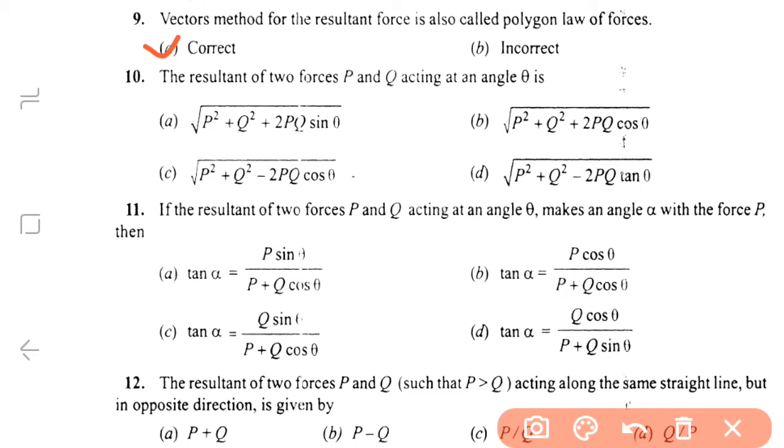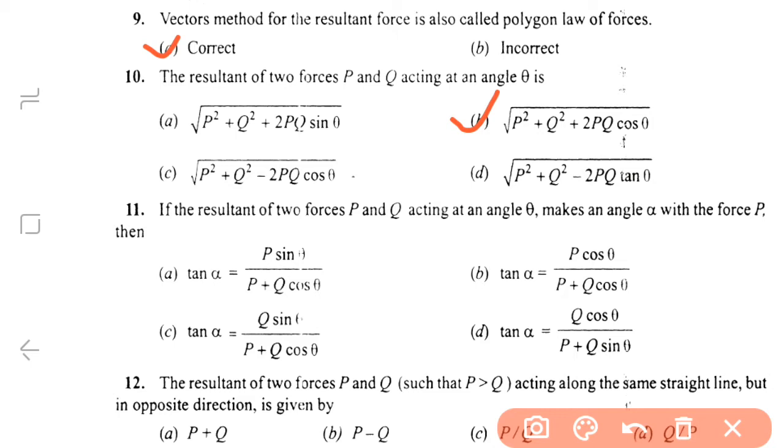Next is, the resultant of two forces P and Q acting at an angle theta is, these are the options, and here option B is the answer for this question, that is under root of P square plus Q square plus 2PQ cos theta.